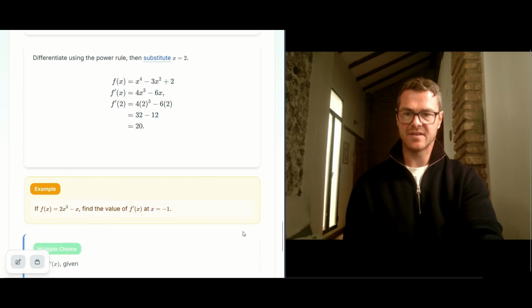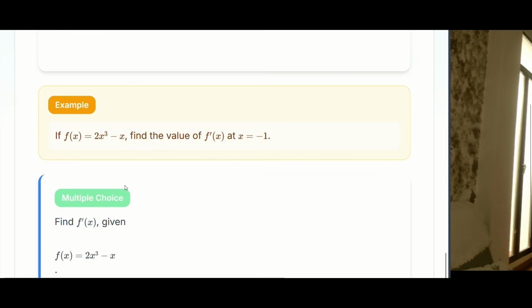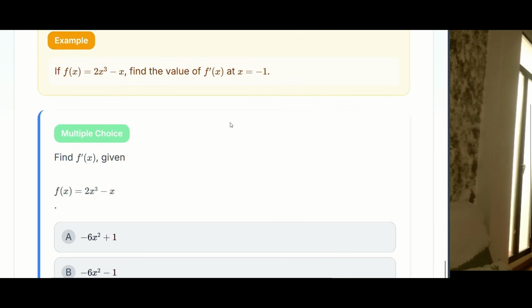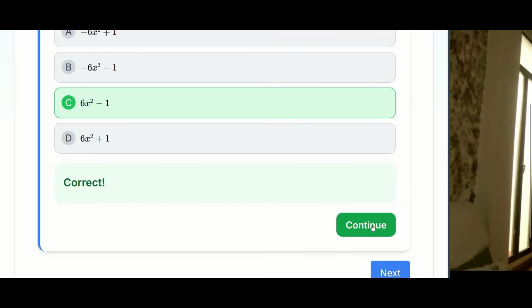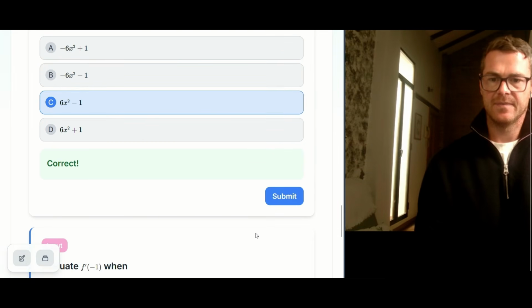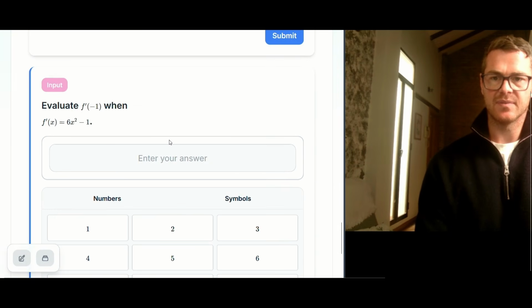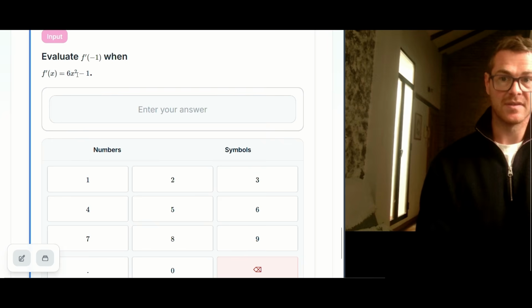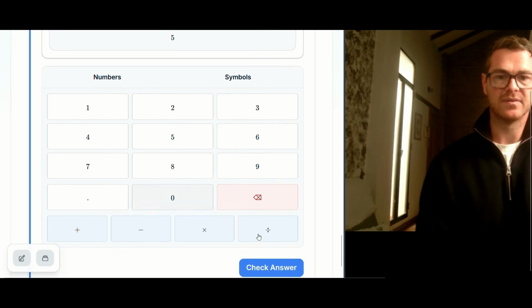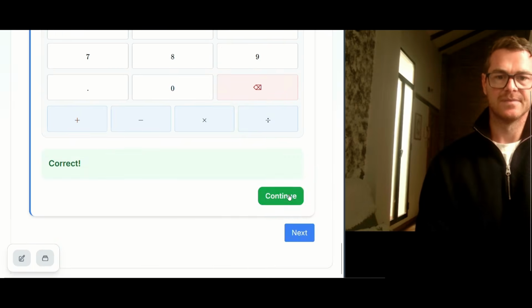Okay, the next one, let's say I have 2x cubed minus x. I want to find the slope when x is equal to minus 1. So I'm going to differentiate each one individually. 2x cubed, that's going to go to 6x squared. And then the minus x will go to minus 1. And I need to evaluate that when x is equal to minus 1. So I'm going to put minus 1 in here. 6 times minus 1 squared is 6 times 1, which is 6. And then minus 1 is 5. Perfect.